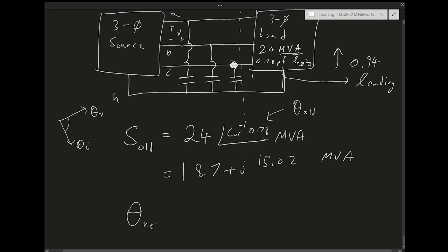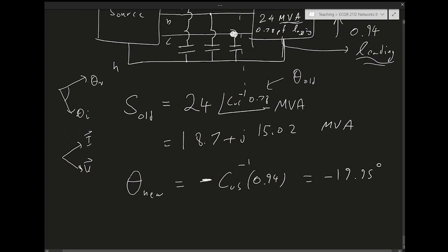What about theta new? The theta that corresponds to improving the power factor to 0.94 leading. Well, theta new would be cosine inverse 0.94, but because it's leading power factor, meaning in this case the current is leading the voltage, the angle of S is going to be the angle of V minus the angle of I. The angle of S is going to be negative, and that's because the power factor is leading, right? So if I calculate this, this turns out to be minus 19.95 degrees.